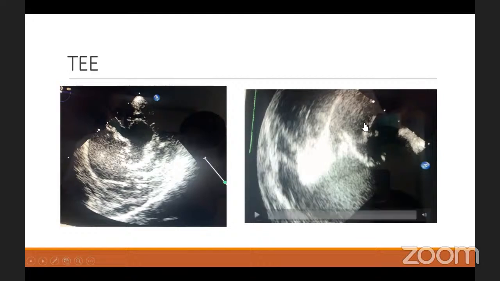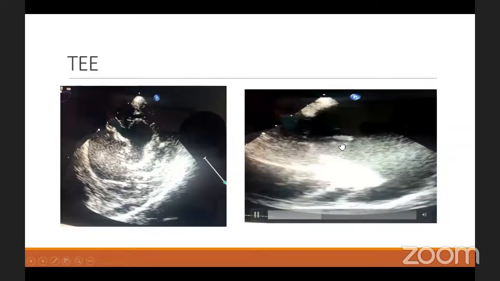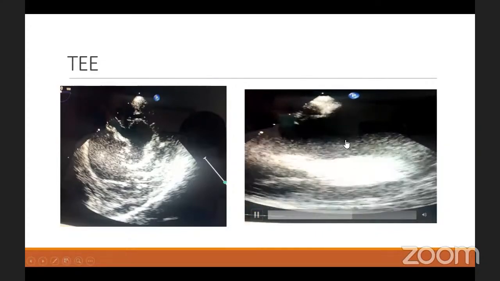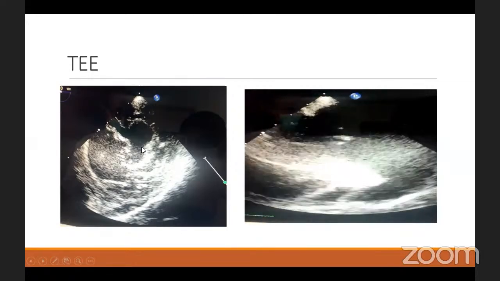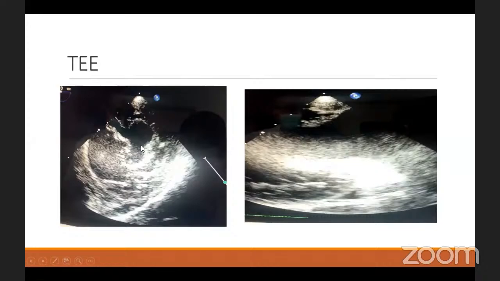So this is the short axis view of the TEE, showing the anterior leaflet and the prolapsed segment of the posterior leaflet, which is the P2 segment here. I hope it's clear here. This is the P2 segment of the posterior leaflet, and it's very clear here. Okay.